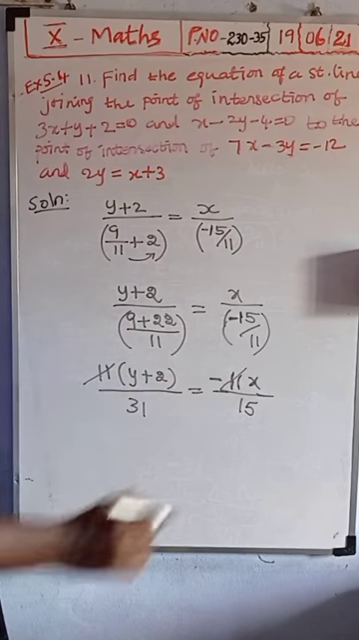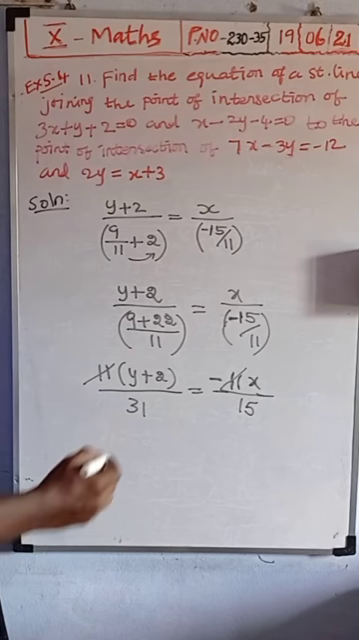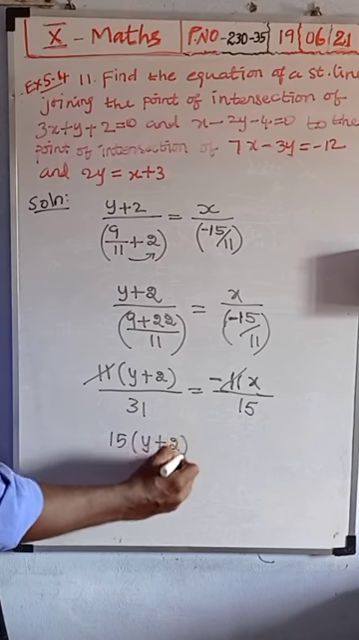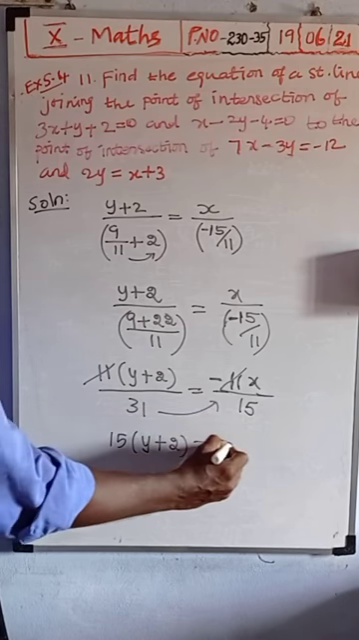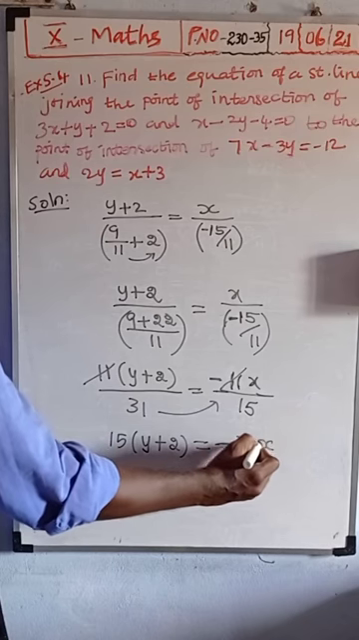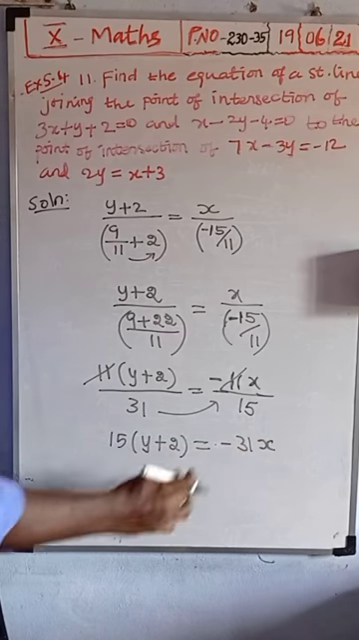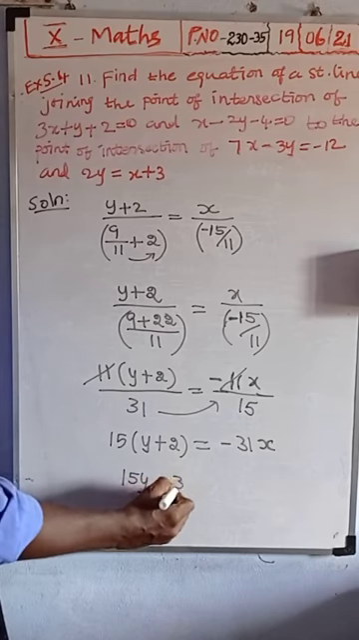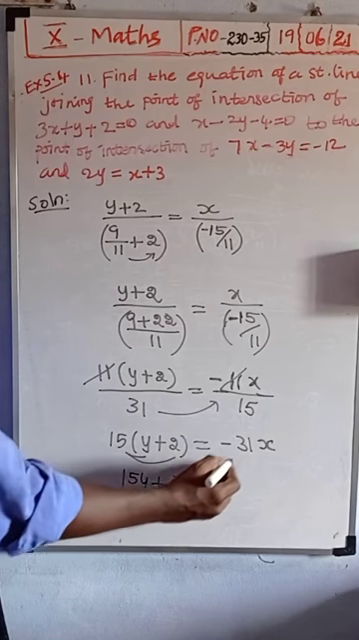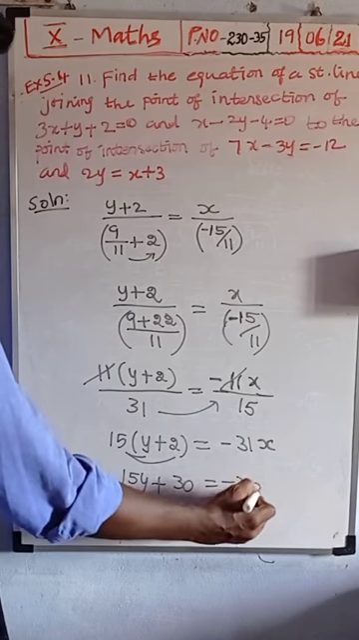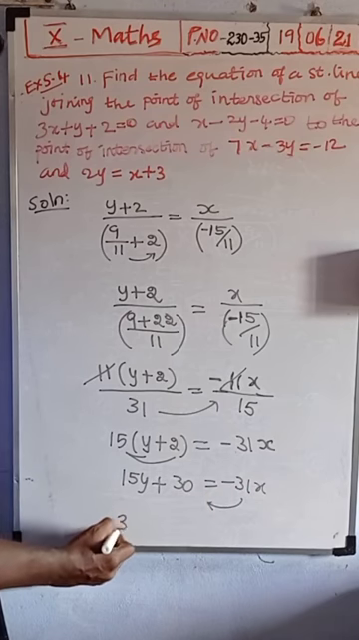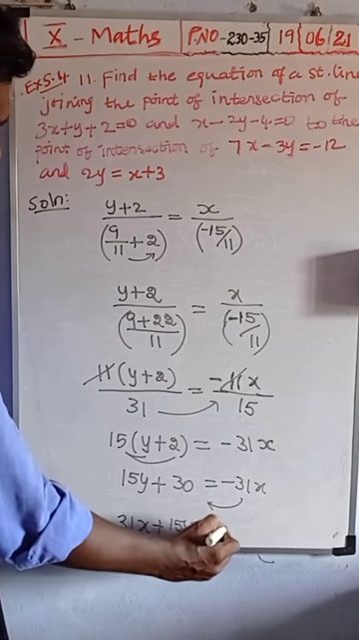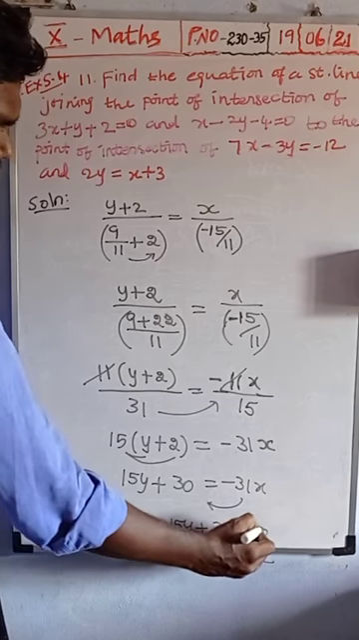So this 11 will get cancelled. Then the remaining 15 will come to this side. So 15 of (y plus 2) is equal to 31 goes that side, means minus 31x. Next step, this 15 is common for both. So 15y plus 15 twos are 30. Now here this is equal to minus 31x. Next step, minus 31x comes this side: plus 31x plus 15y plus 30 is equal to 0.